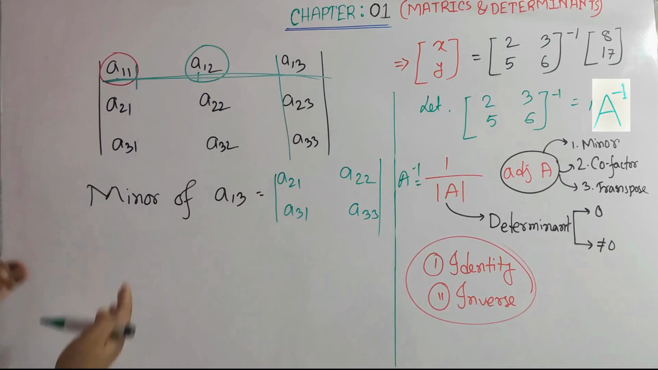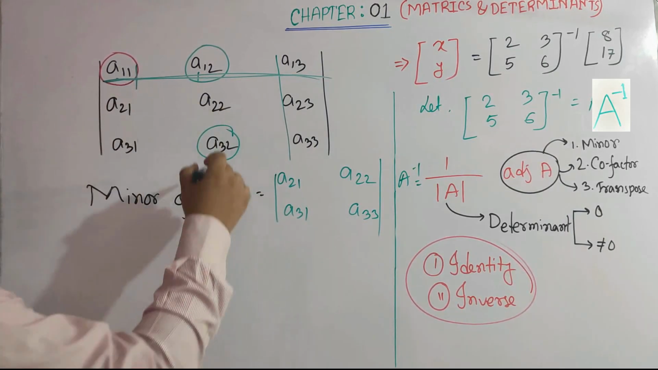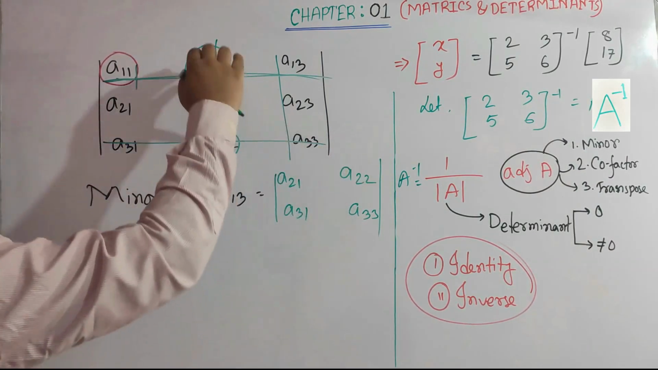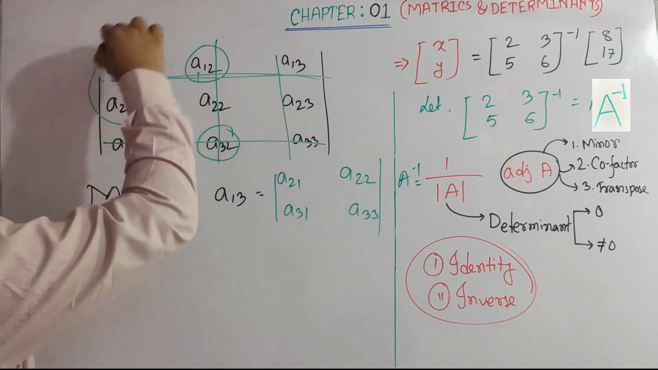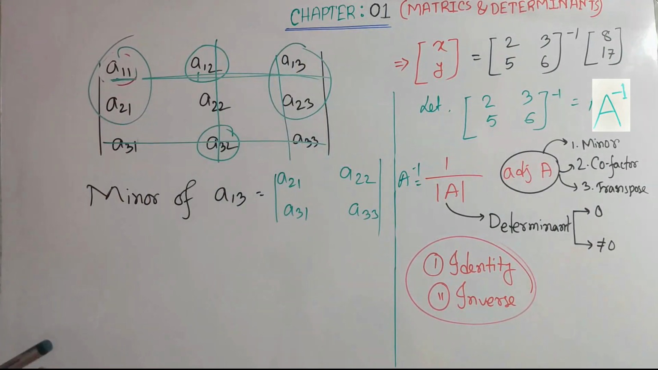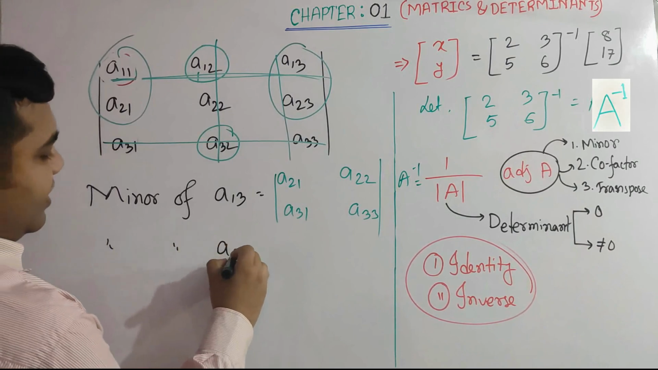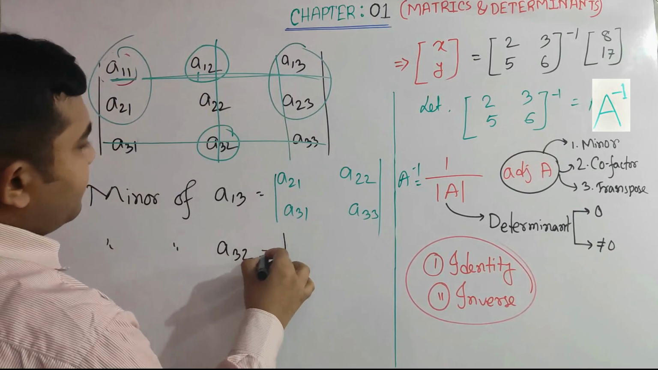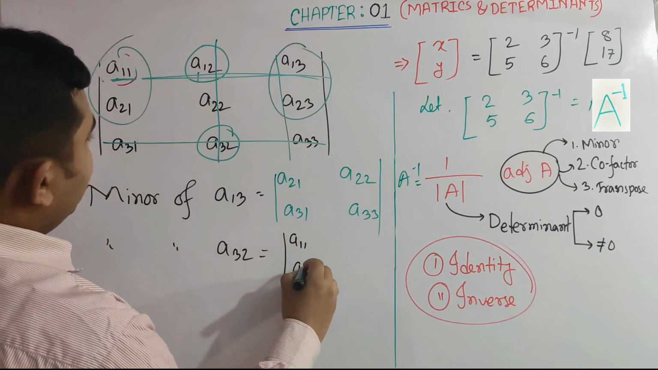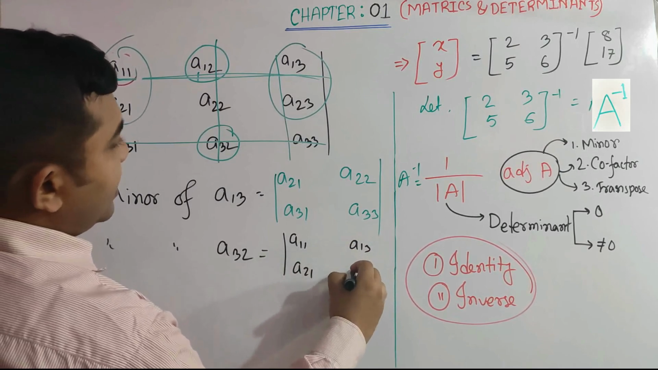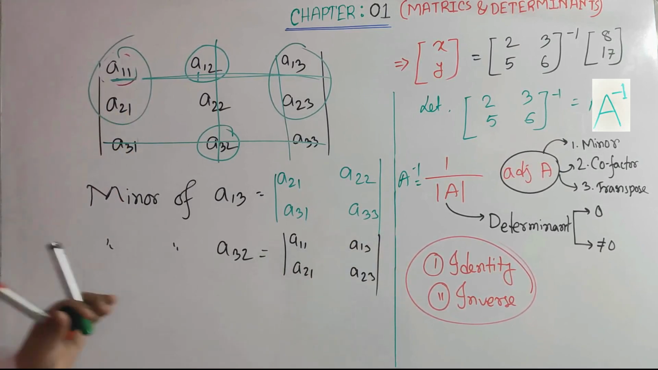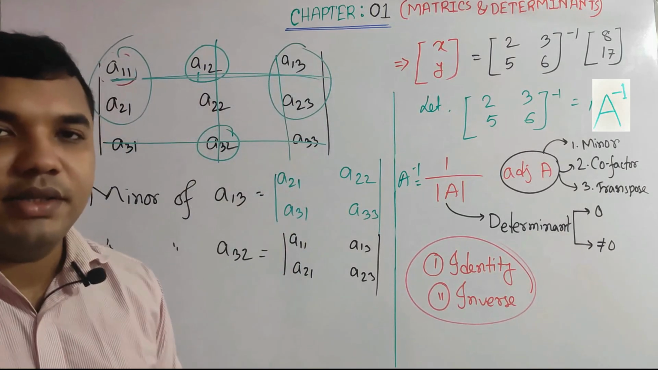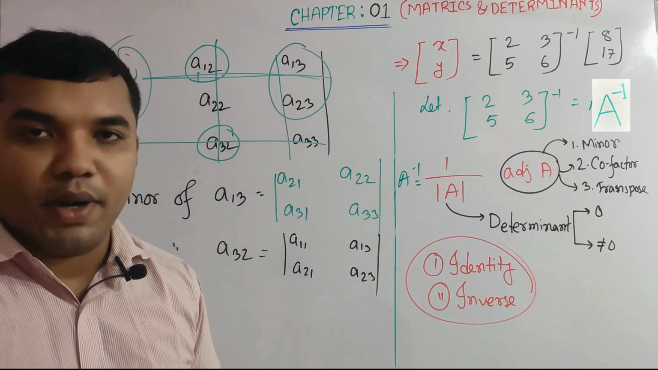Similarly, if we numerically try to find this minor, then this column and this row will be neglected. At that time we will get this two part and this two part. That means the minor of A32: this row and column are gone, then what remains is A11, A21, A13, A23. So this is how we can find the minor for every part. I think, students, you can understand how we can calculate the minor part, isn't it?